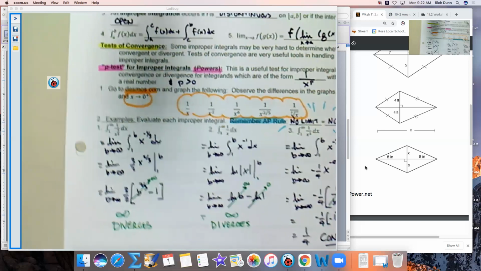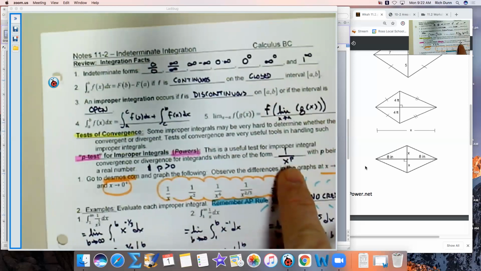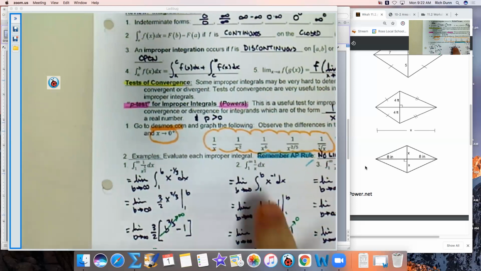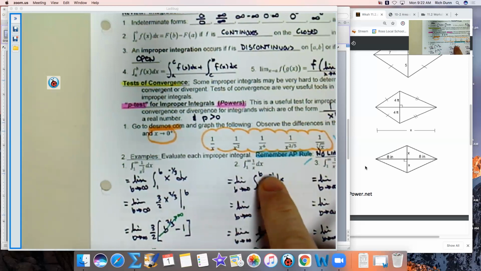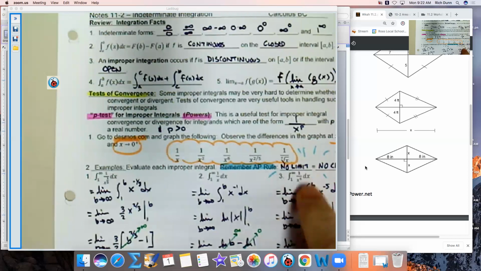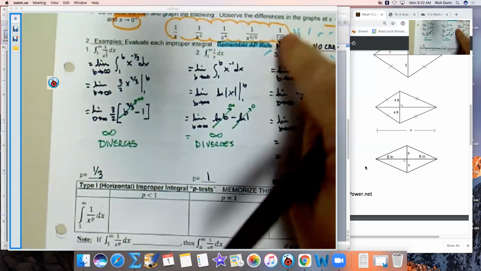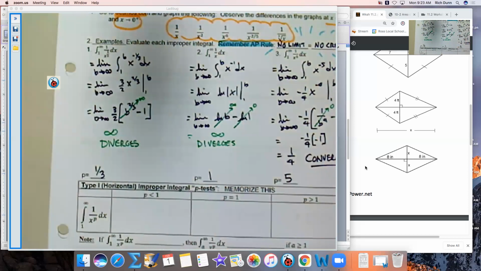You'll see in our first example here, our p-value. Remember, we're using this form here, 1 over x to the p. Our p-value here is 1/3. Our p-value here is 1, 1 over x to the first power. Our p-value here is 5, 1 over x to the 5th power. Okay, so p-value of 1, p-value of 5, p-value of 1/3.